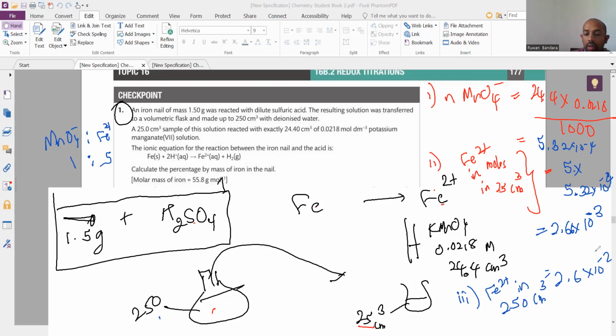Pranav, I didn't get you. I put the reaction. So now this is the same number of moles of Fe. Therefore, we can find the mass of Fe at last. Mass of Fe: you have to multiply this by the molar mass of Fe. What is the answer? 2.6 into 10 to the power minus 2 into 55.8.